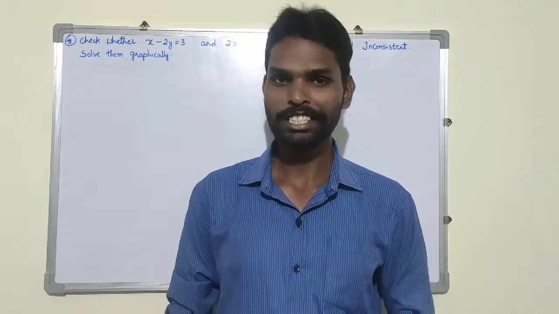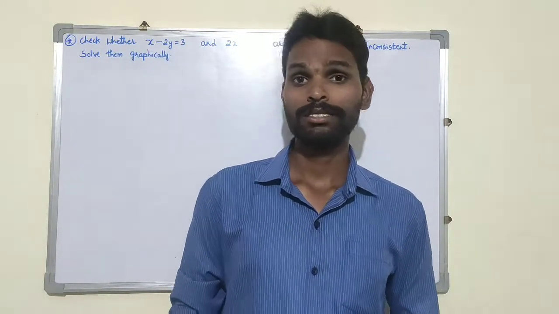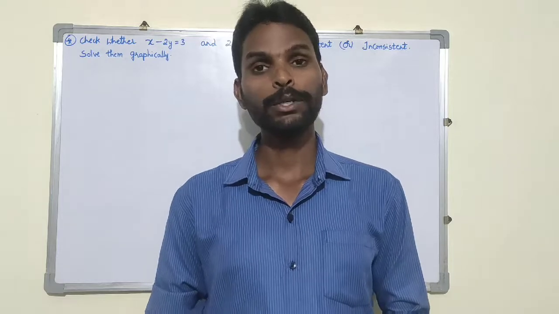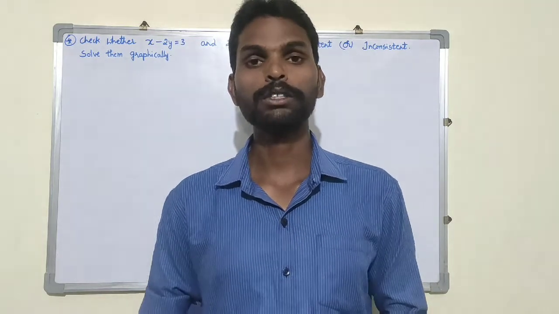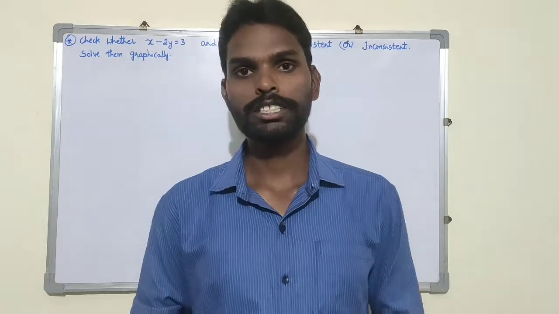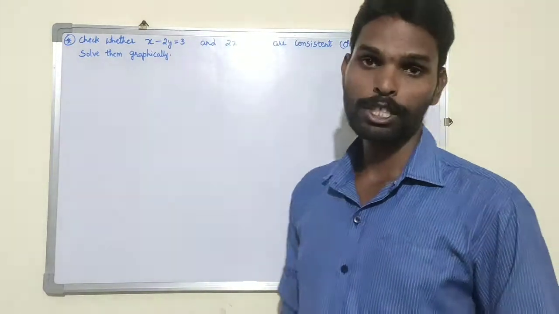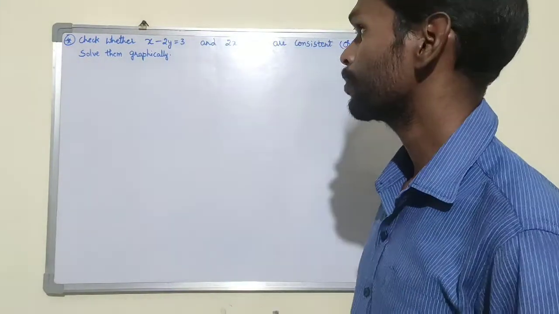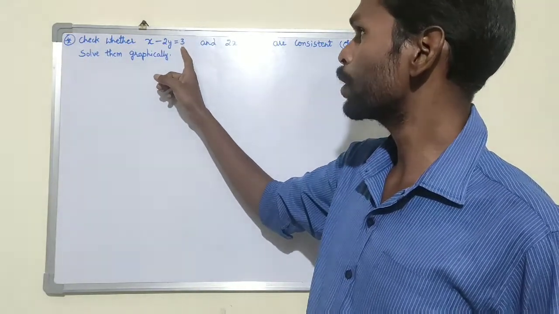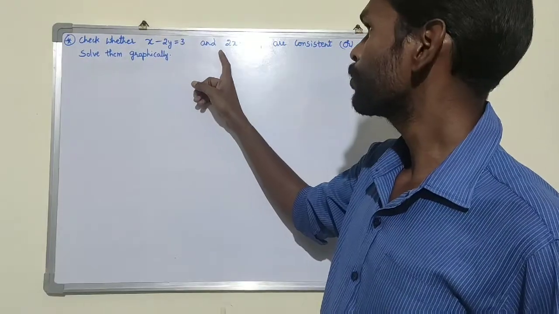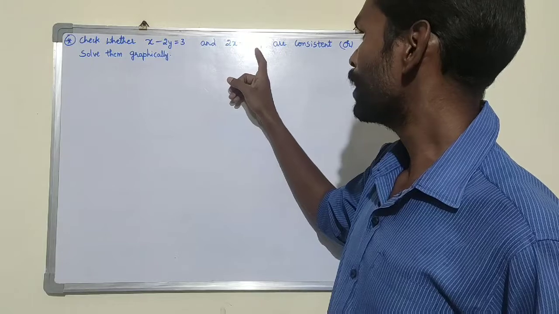Topic: pair of linear equations in two variables. How to solve given two equations graphically. In this class we are going to study that. Basically the question is of this type in examination. Once see the question. Check whether x minus 2y equal to 3 and 2x minus y equal to 4.